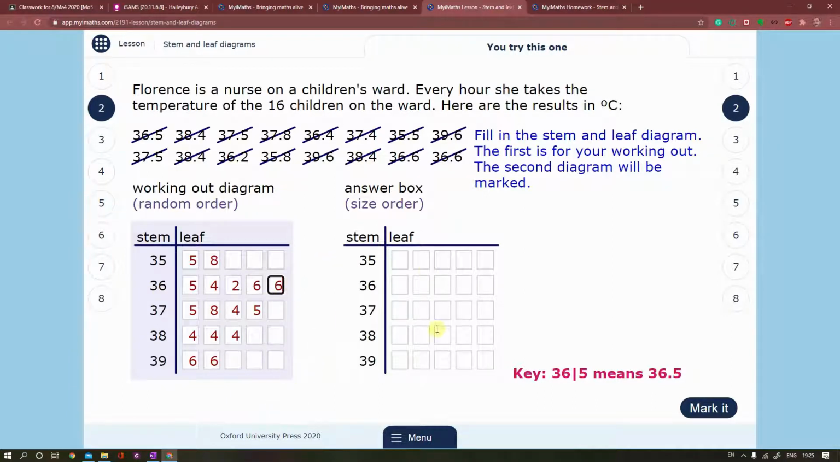And to find other things, we need to actually go and create the table itself. So to create the table, I'm going to put the digits in order. So the top line, our lowest temperature recorded was 35.5, which means 35.5 degrees. Keep going through, put the other numbers in order.